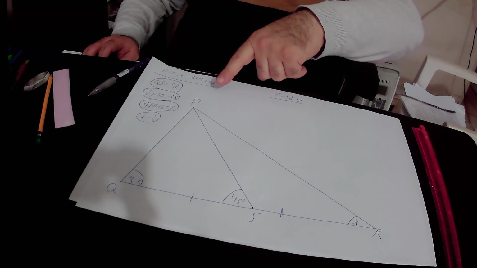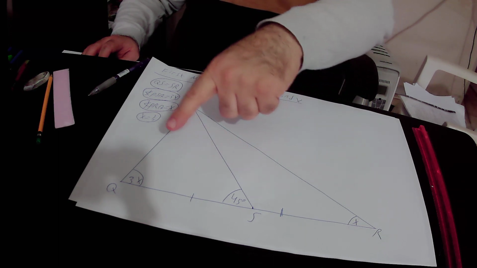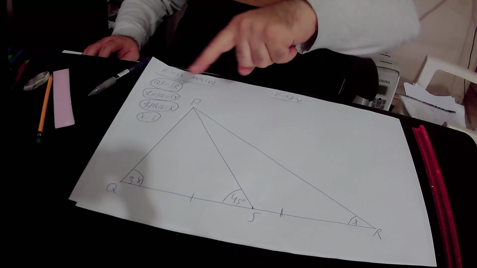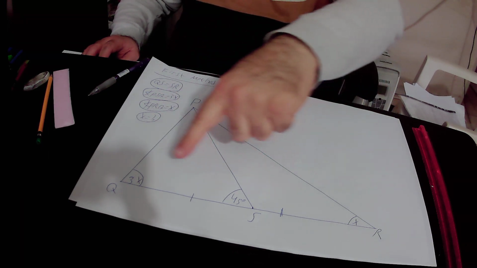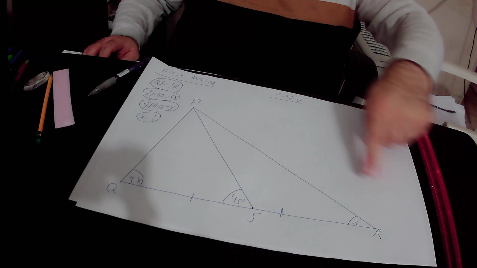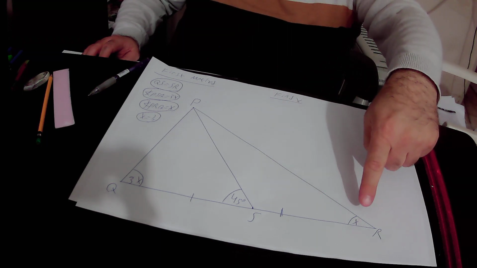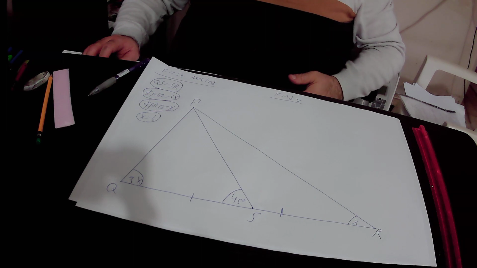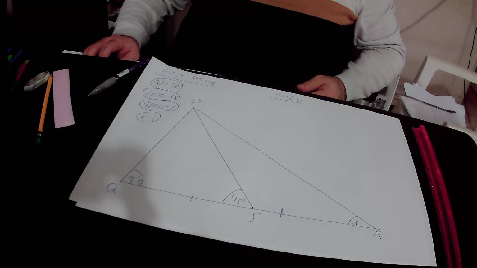We know that QS equals SR. We also know that angle PSQ equals 45 degrees. Angle PQS equals 3x, and angle PRS equals x. And we want to find out the value of angle x.